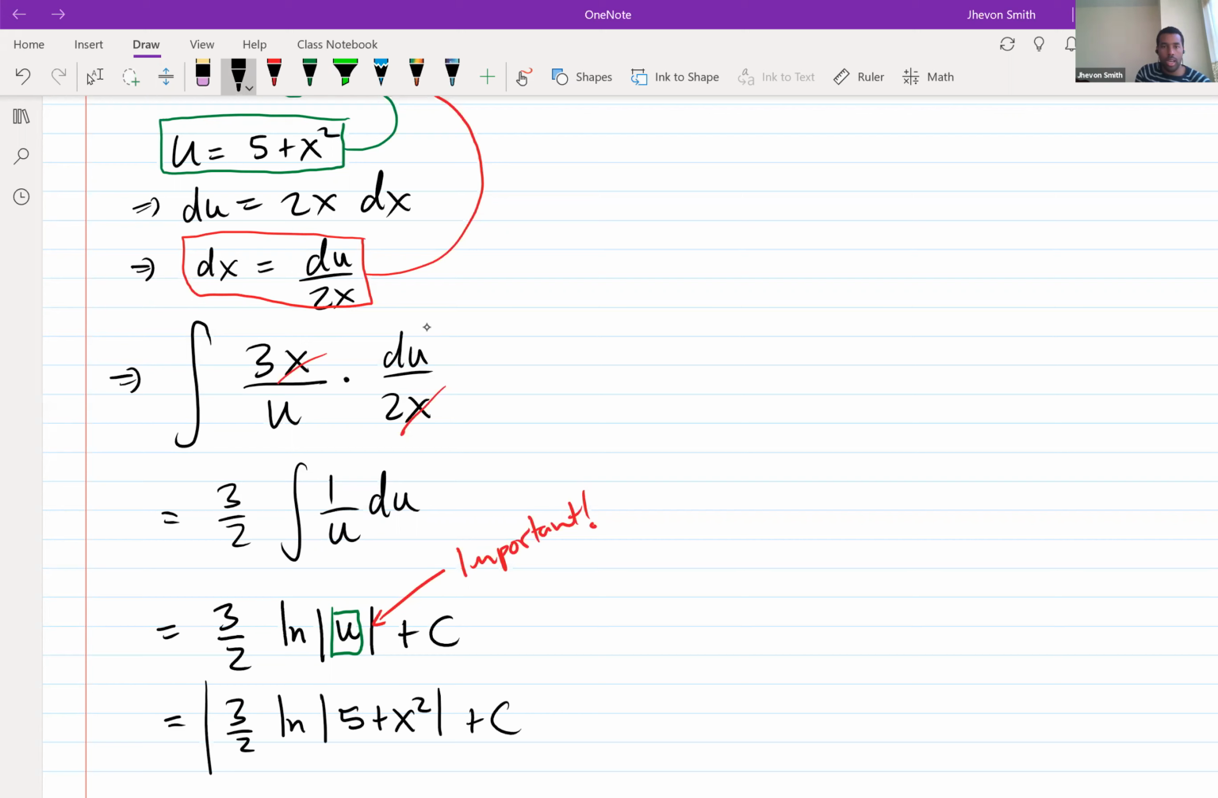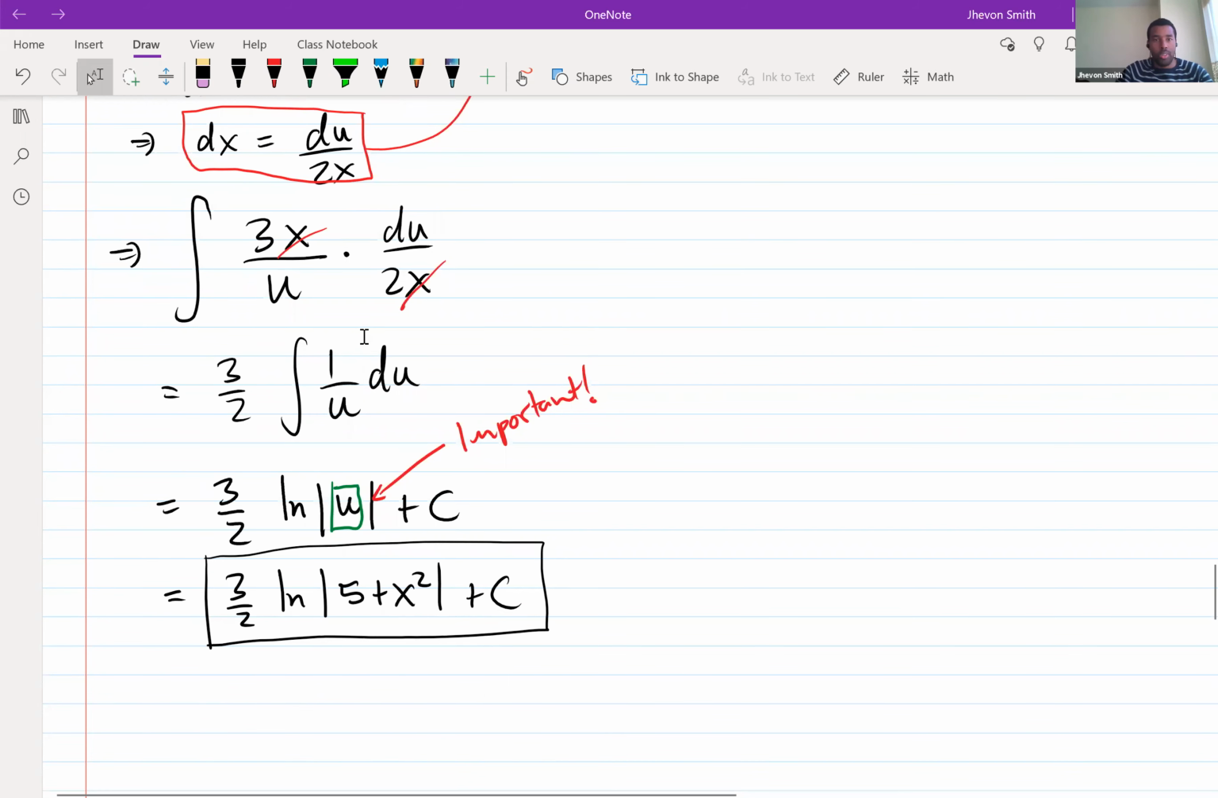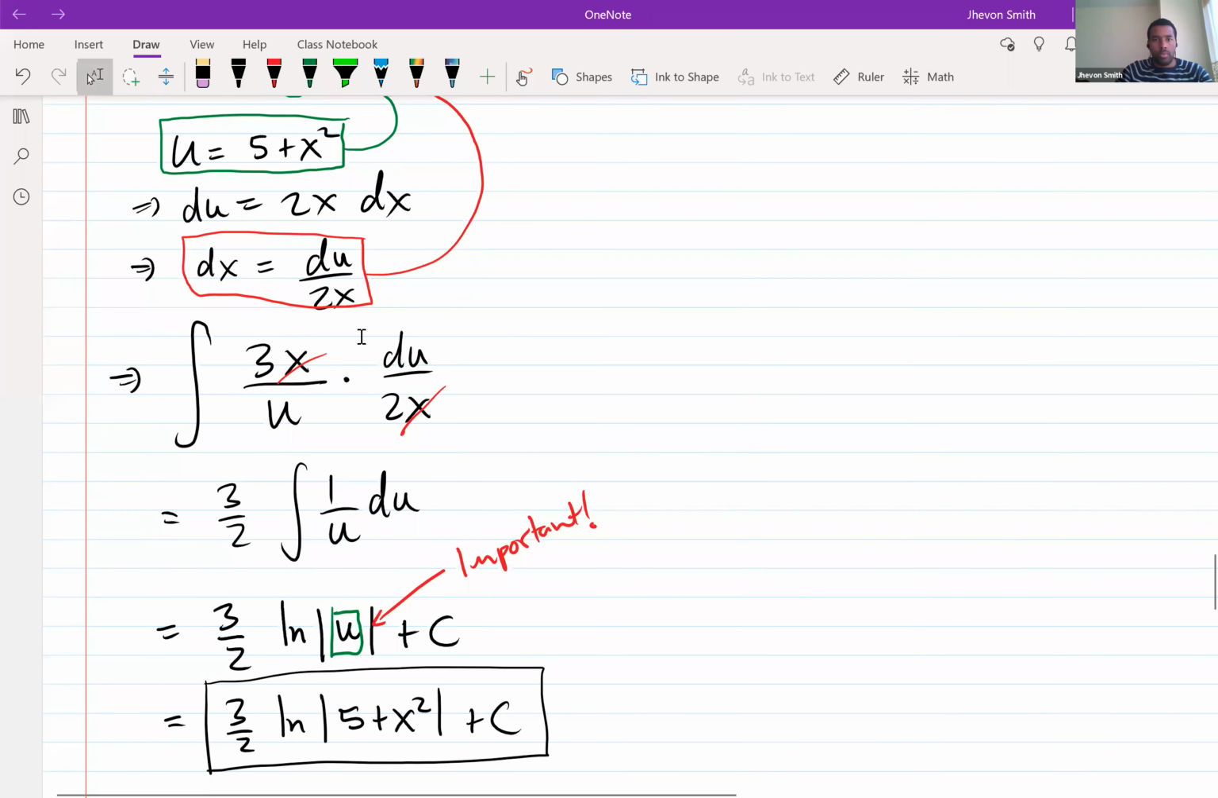Now, yes, in this particular situation, you can ignore the absolute values, but that's only because the inside is positive. However, there's potential to be wrong if you don't have the absolute values. That's if the inside could hit negative, because then your ln won't behave. So keep the absolute values. It's never going to be wrong if you just leave them, but you have the potential of being wrong if you don't put them. So yeah, that's this one here.